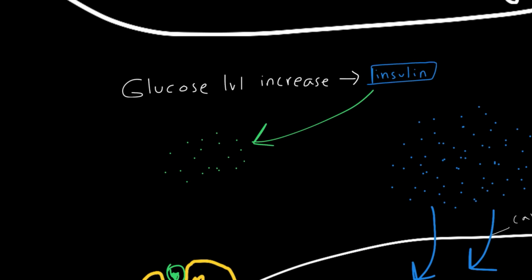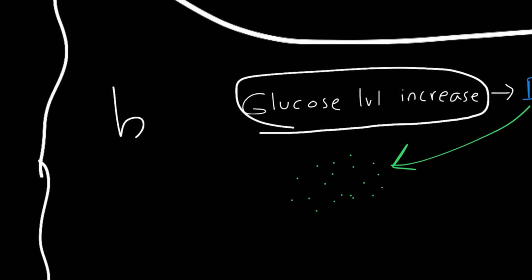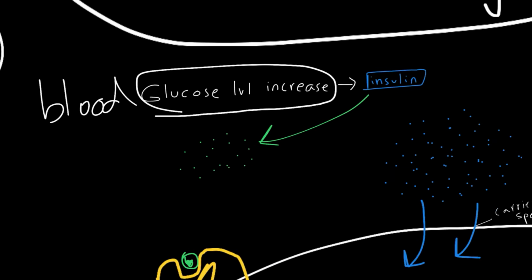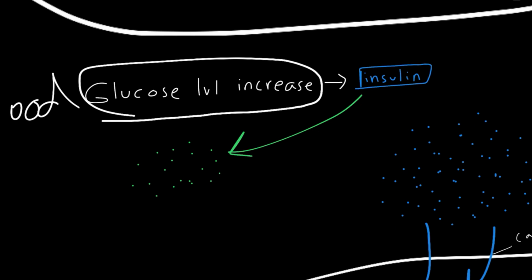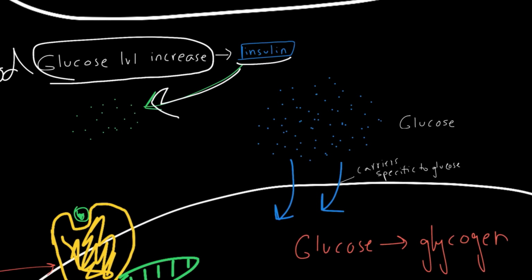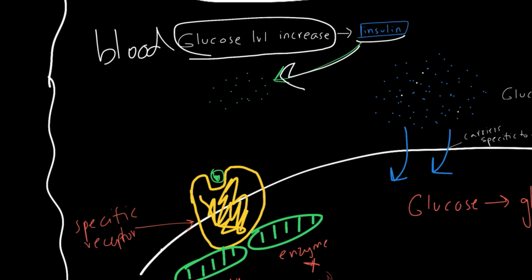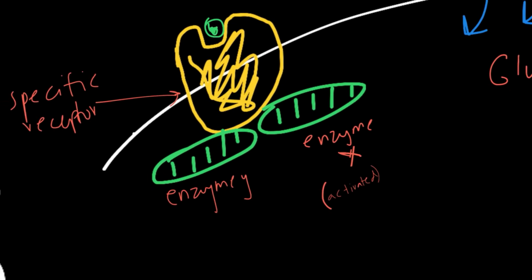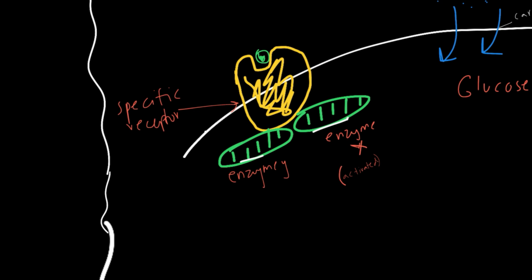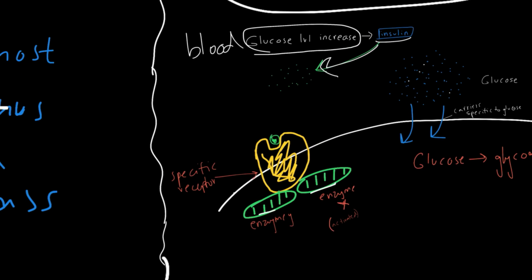I'll give you an example. If the glucose level in the blood increases, the usual thing that happens is insulin is released into the blood vessels as well. Because, like right here, glucose is a lot outside in the blood, and as its levels have increased, this specific receptor is attached to two enzymes, and insulin right here comes and attaches on this specific receptor.